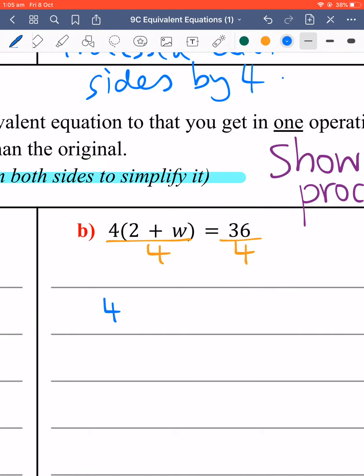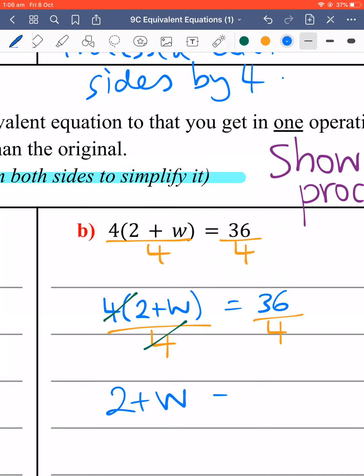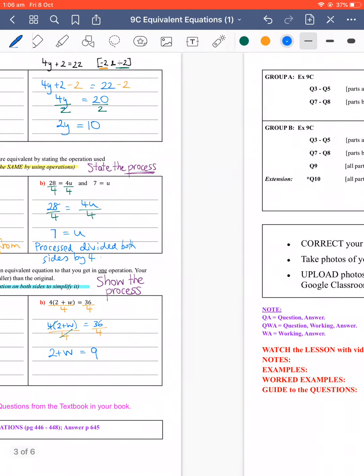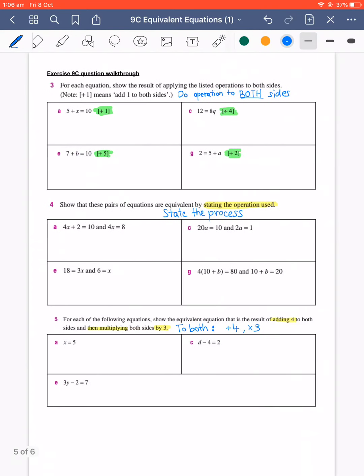So let's have a go with this one and divide by 4 on both sides. Let's write it out to start off with. We have our expression, and then we're going to divide by 4 for both sides. With this one, the multiply by 4 and divide by 4 cancel each other out. So I end up with, on my left-hand side, 2 plus w, and 36 divided by 4 we said equaled 9. Beautiful. You can now hop onto the questions, and you can also check at the end of this doc, because it gives you a little bit of an idea of how to approach the questions. Okay, good luck.